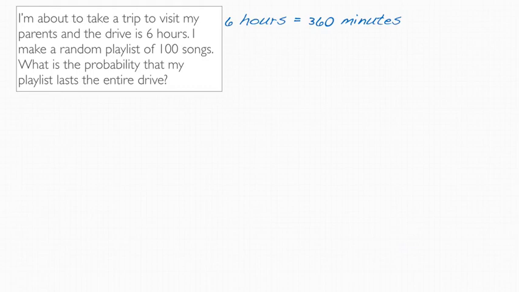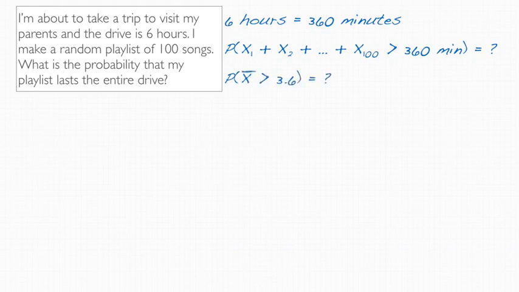We could write this as, remember we were calling x the length of one song, the probability that x1 plus x2 all the way up to x100 is greater than 360 minutes. How do we calculate this probability? We haven't really worked with sums of random variables, but we know how to deal with averages. This is equivalent to the average length of 100 songs being greater than 360 divided by 100, 3.6 minutes.